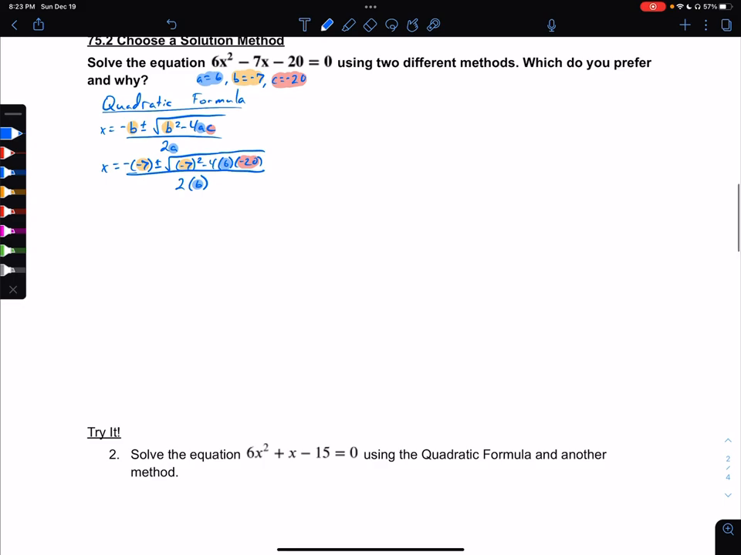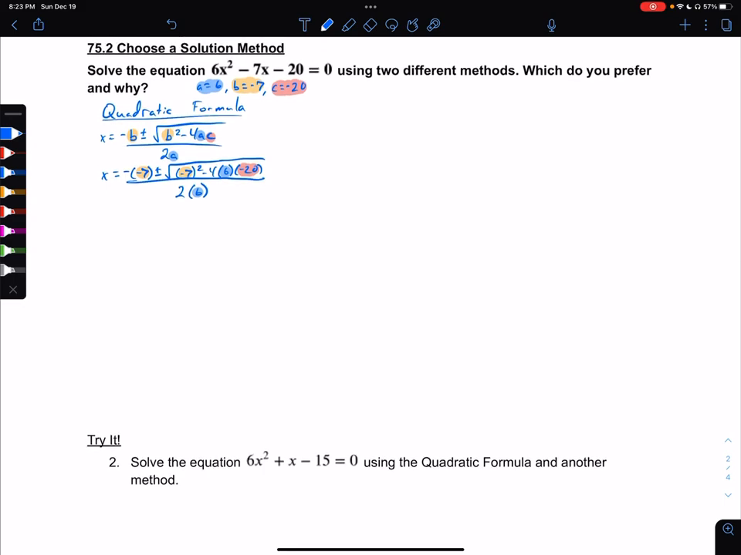All right, so continuing on. X is equal to 7 plus or minus the square root of 49, negative 4 times 6 times negative 20, so that's going to be a positive because we have two negatives. And then we need to multiply these, and we get 480. So continuing, let's not forget the 2 times 6, that would be 12. So x is equal to 7 plus or minus the square root of 49 plus 480, which would be 529.